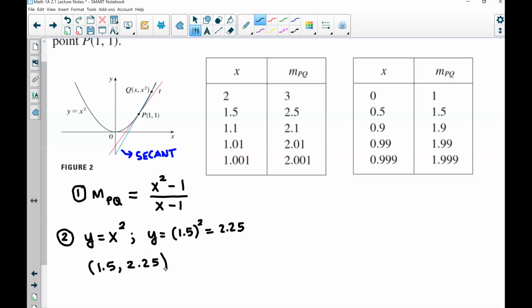Okay, so let's use that particular point to determine what the slope would be for 1.5, 2.25, and 1, 1. So using the formula, the slope of MPQ, well, what do we get for x squared? We got 2.25, and then we're going to subtract 1, since that is the point that's on the line. And then we're going to take 1.5 and subtract 1. So what number do we get here? Well, we get the value of 2.5. So that gives us that slope.